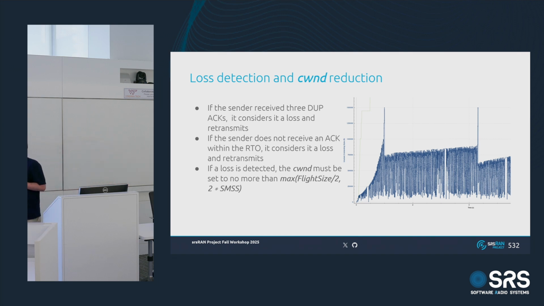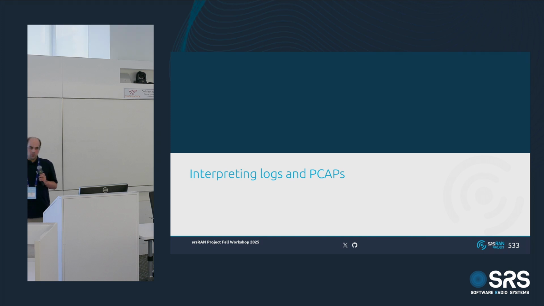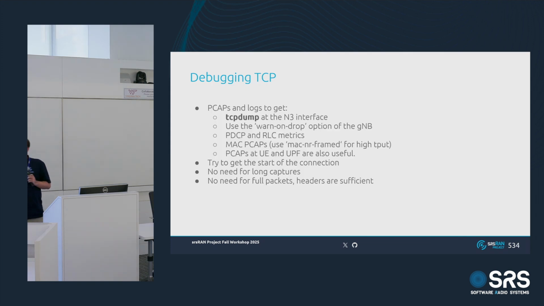But before that, let's talk a little bit about what kind of logs and PCAPs you should be getting if you want to get to the bottom of the problem. The first thing to get is a tcpdump at the entry interface, the interface that the GNB is receiving on. This will let you see: are the packets even reaching the GNB, or are they being lost inside or after the GNB? This is one of the easiest ways of getting some information.